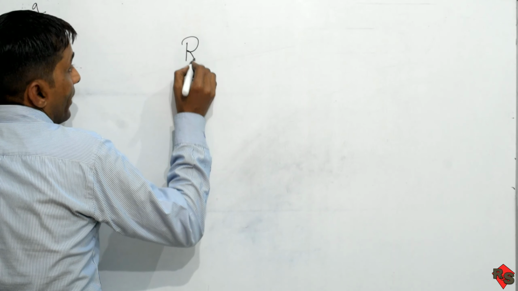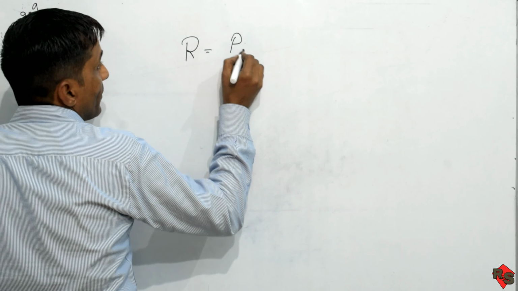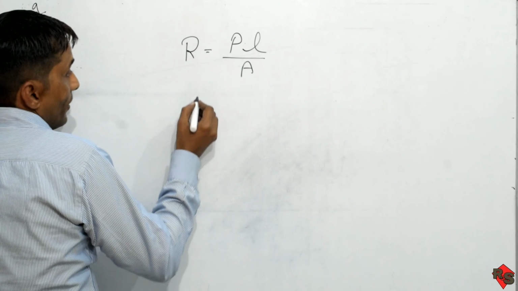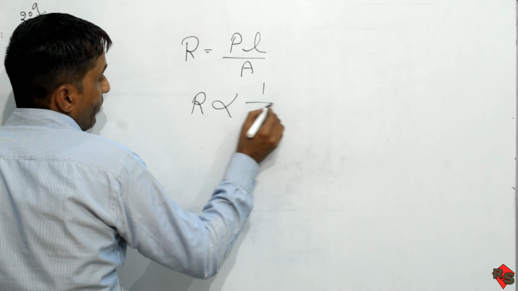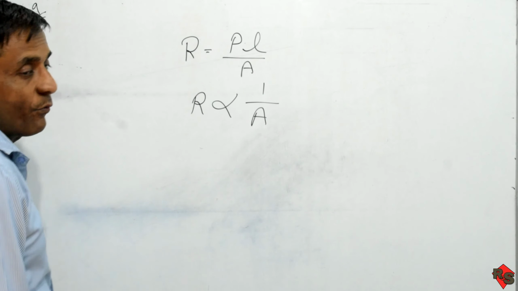And the next question is: will current flow more easily through a thick wire or a thin wire of the same material connected to the same source, and why? Simple question. Resistance equals rho L by A, so R is inversely proportional to the area of cross section of the conductor.